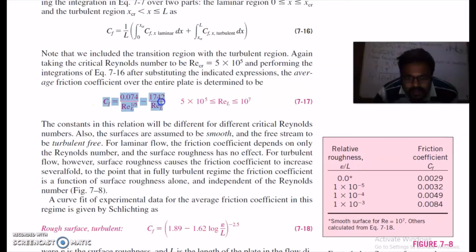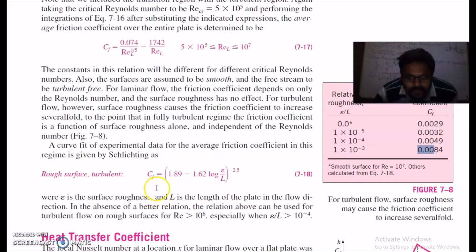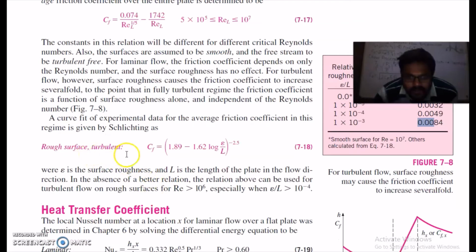So this is the value here. It means this average friction coefficient will depend on Reynolds number. So for different Reynolds values, this is the friction coefficient tabulated here. Also, if your surface is rough, you have this relation, which is from an experimental database, where e by L is greater than 10 to the power minus 4, where e is the surface roughness and L is the length of the plate in the flow direction.